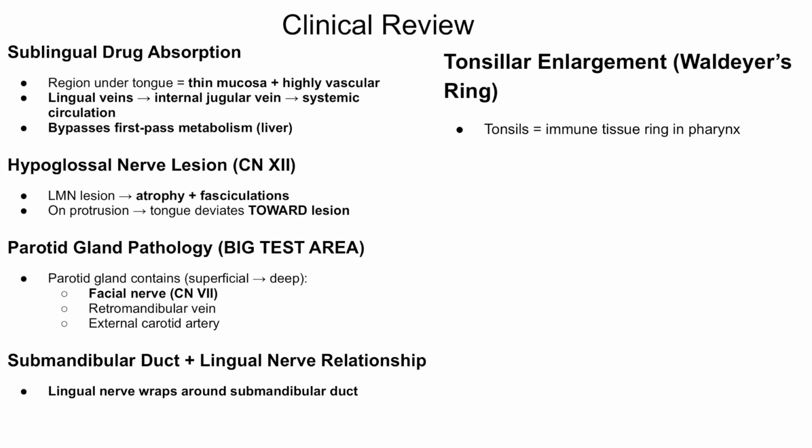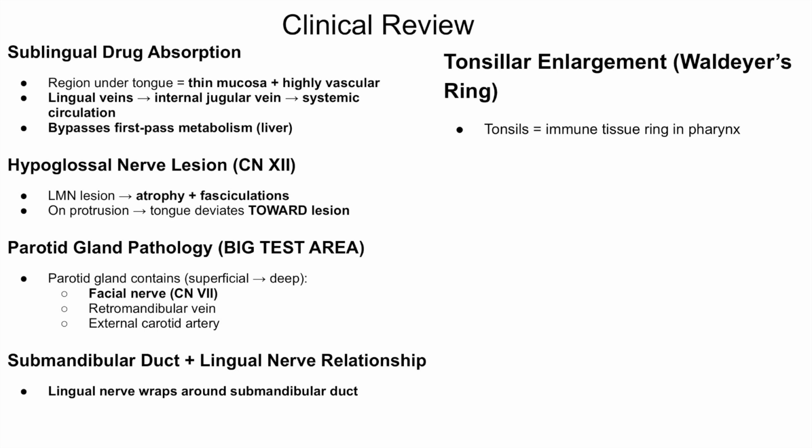Next is the hypoglossal nerve lesion, which is a classic localization question. A lower motor neuron lesion of the hypoglossal nerve produces atrophy and fasciculations of the tongue. The high-yield move is what happens on protrusion. The tongue will deviate towards the side of the lesion. This happens because the intact contralateral genioglossus pushes unopposed, so the tongue gets pushed toward the weak side. If you remember nothing else, just remember lower motor neuron cranial nerve 12 lesion means deviating towards it, okay?